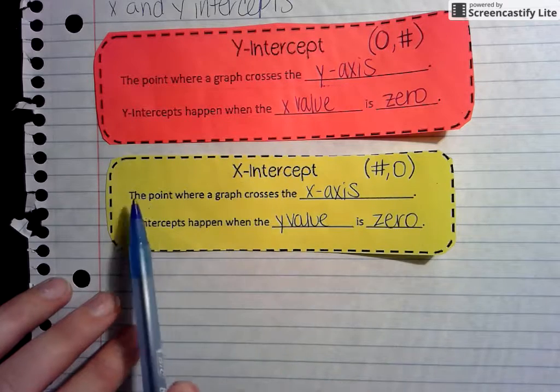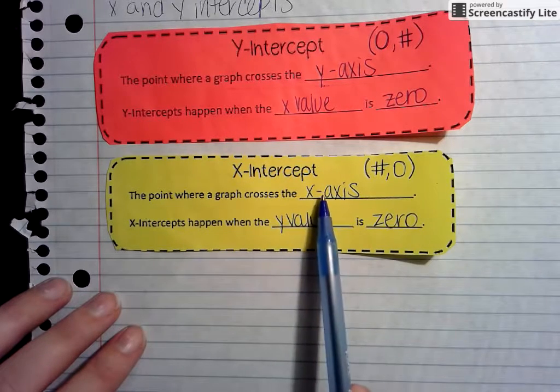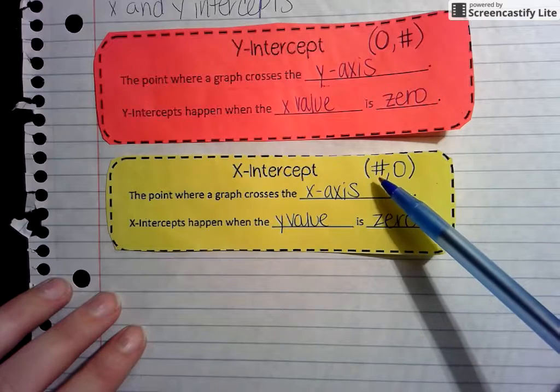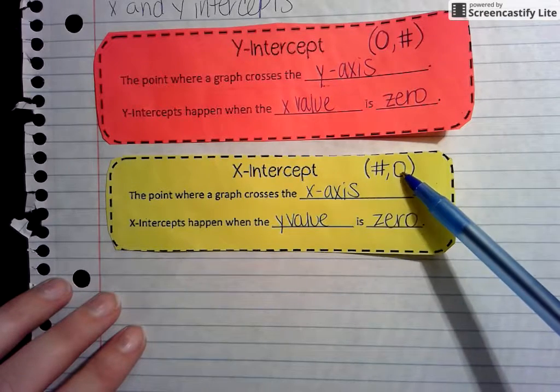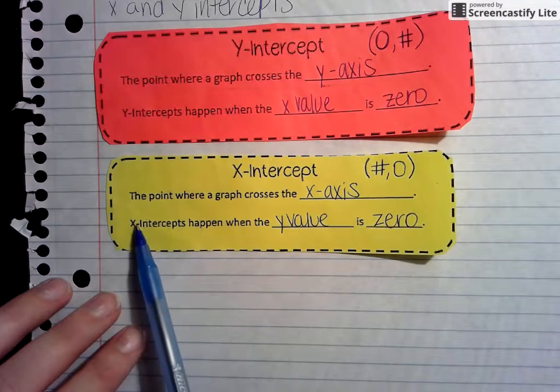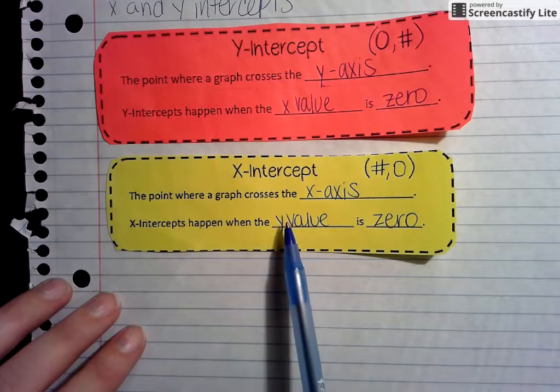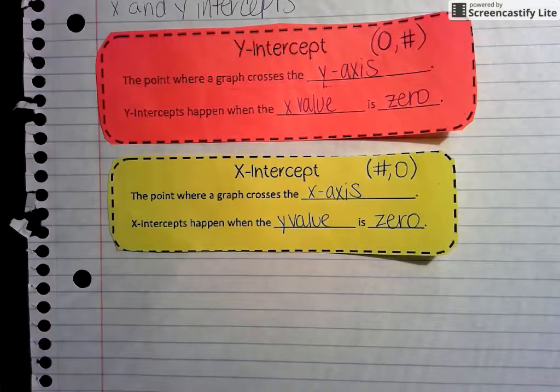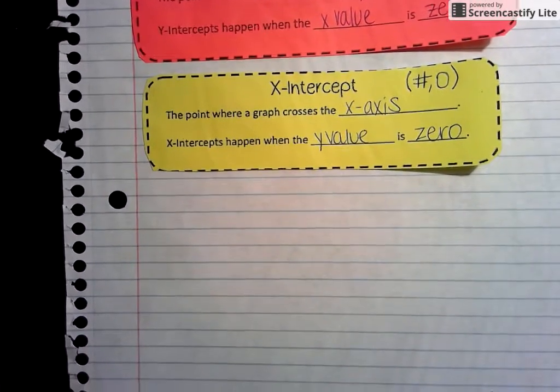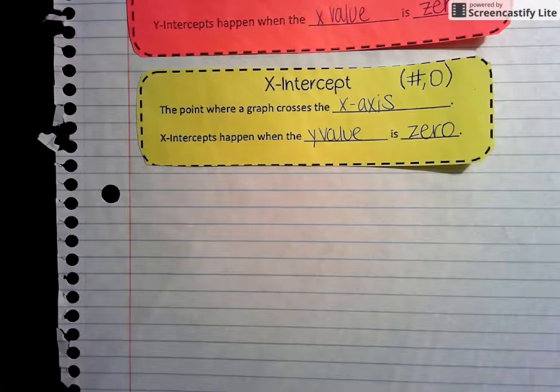Now an x-intercept is the point where a graph crosses the x-axis, and in this case, it's always going to be a number, comma, 0. This takes place when the y value is 0. So we're going to do 2 examples to explain how this works.